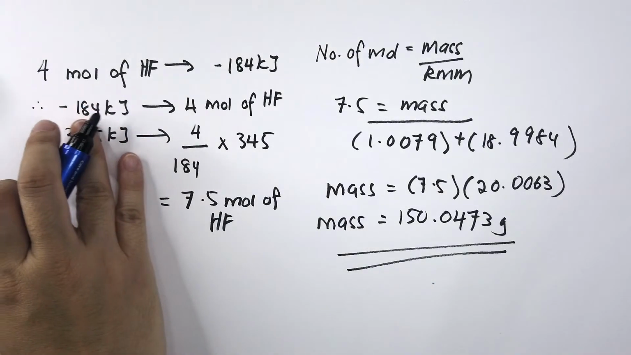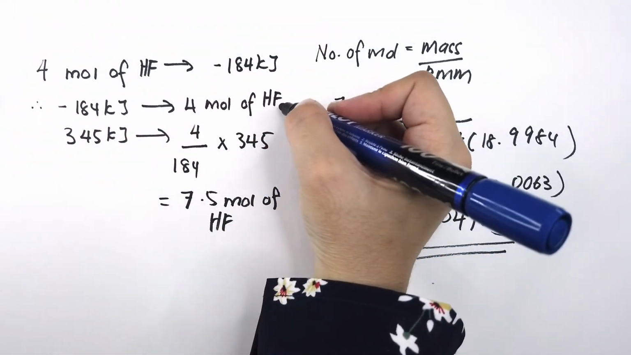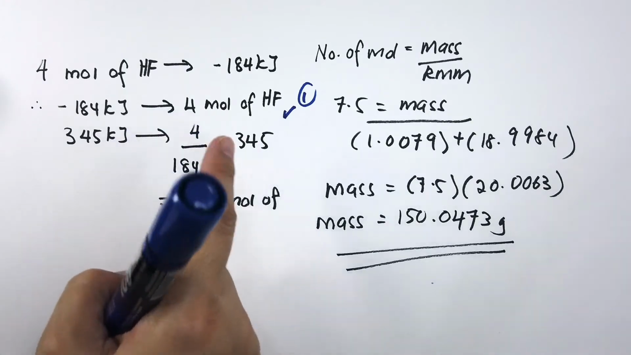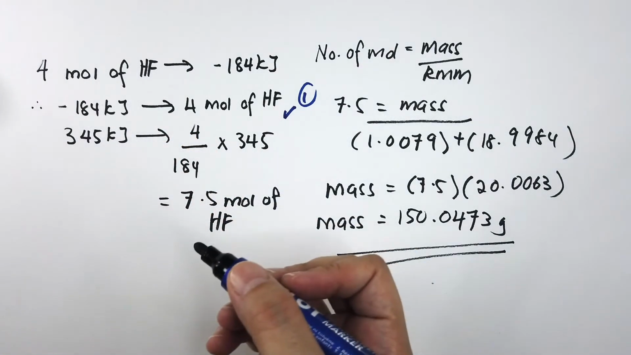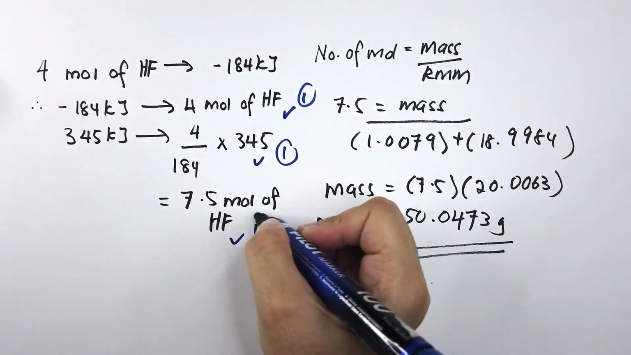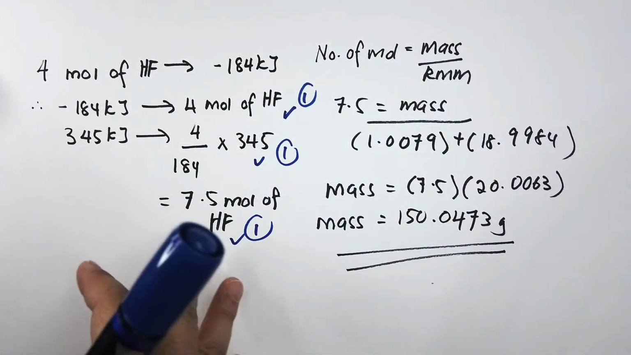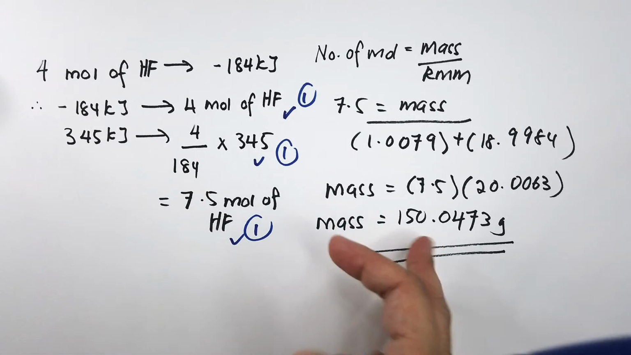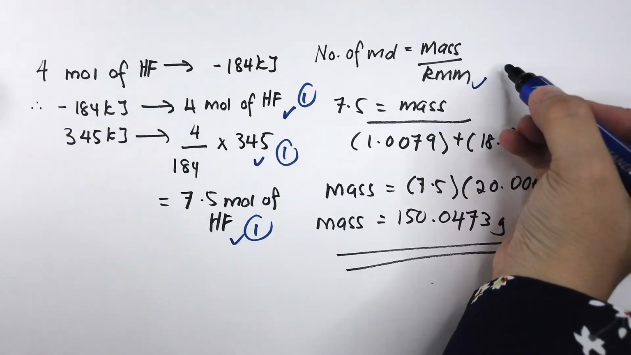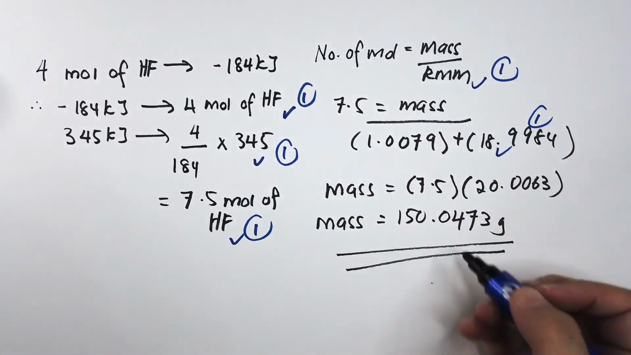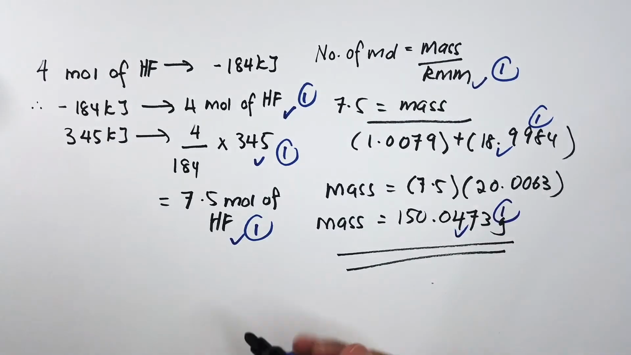So the first thing, the ratio, you will get 1 mark, and then you need to show me how to get the mole of HF that you need. So the calculation and the final answer, and then you convert from the number of mole to mass. So it means that you use the correct formula, 1 mark, and then you put the correct values and the final answer. So altogether 6 marks.